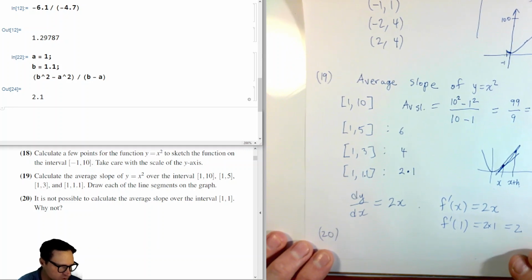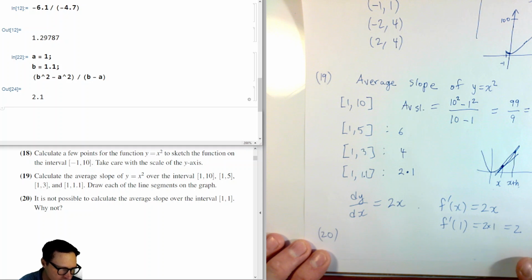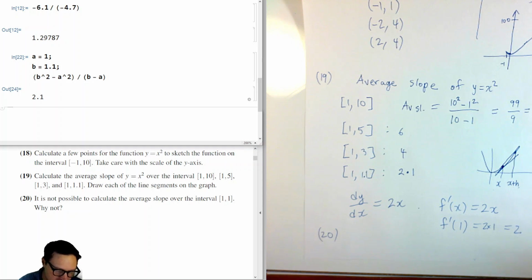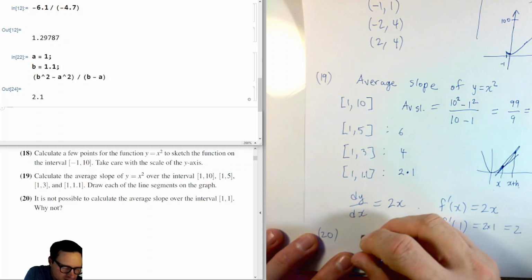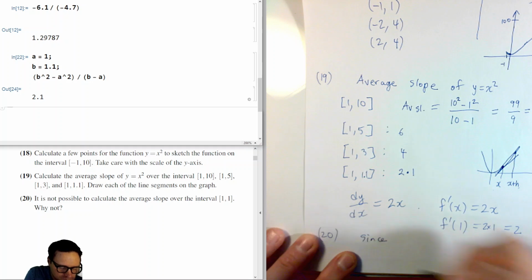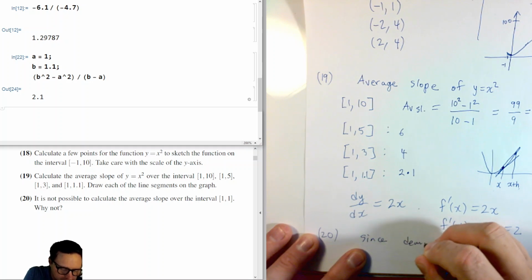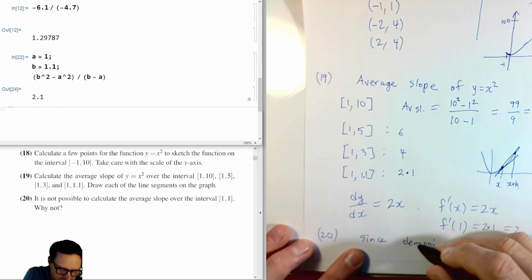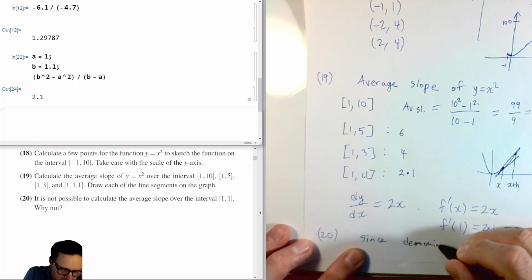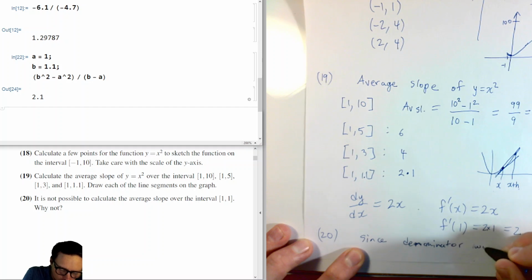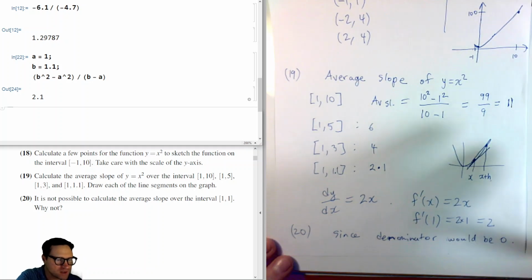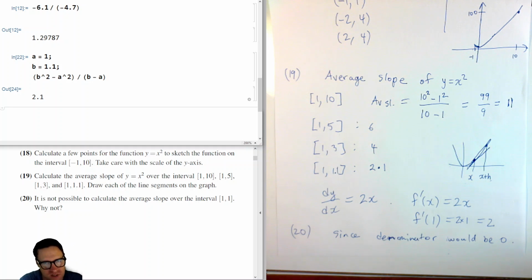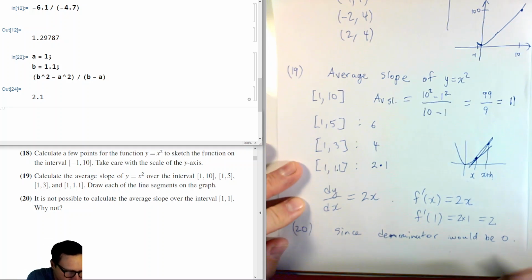It is not possible to calculate the average slope over the interval 1, 1. Why not? Well, that's because our denominator in this calculation is 0. So let's say since the denominator would be 0, we would get something undefined. Okay, and so to calculate this via first principles, you have to take a limit. So I'll do that via limits.